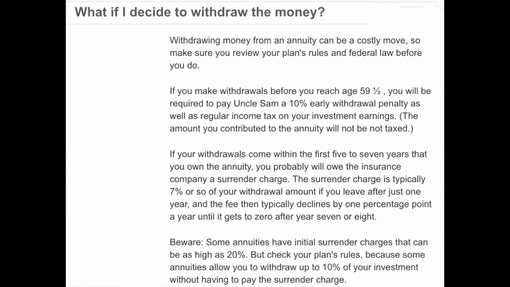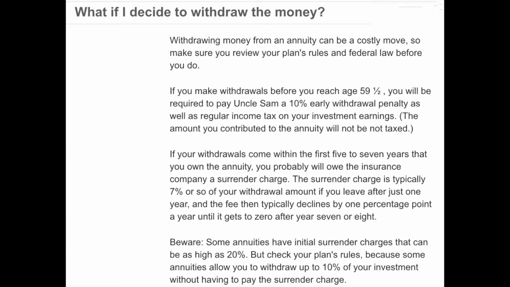If you decide to withdraw the money, what do you do next? Withdrawing money from an annuity can be very costly, so be sure you review your plan rules and federal laws before you do. If you make a withdrawal before you reach 59 and a half, you're required to pay a 10% early withdrawal penalty as well as regular income tax on your investment earnings. The amount you contribute to the annuity will not be taxed.